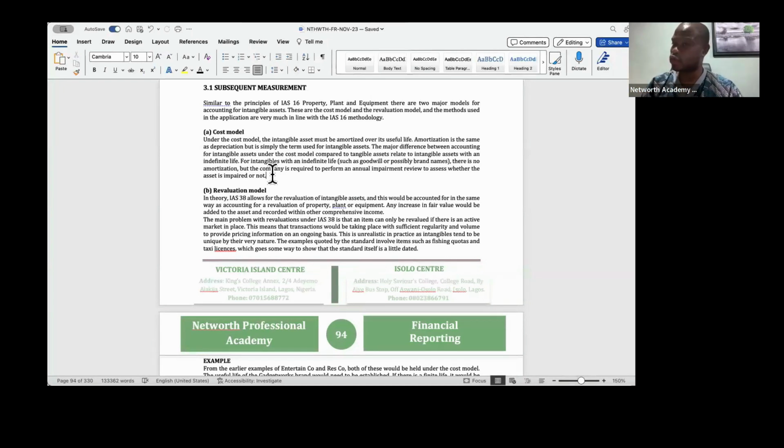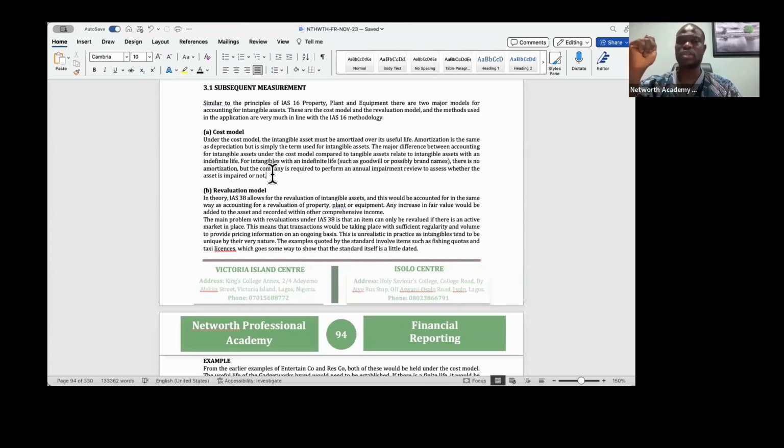That is also similar to PPE. Remember, I told you that when an item of PPE has an unlimited useful life, you don't depreciate it. And that is why we don't depreciate land. Okay, so it's similar here too. When you have an intangible asset with an indefinite useful life, we do not amortize it. The only thing we do is just to test it for annual impairment.